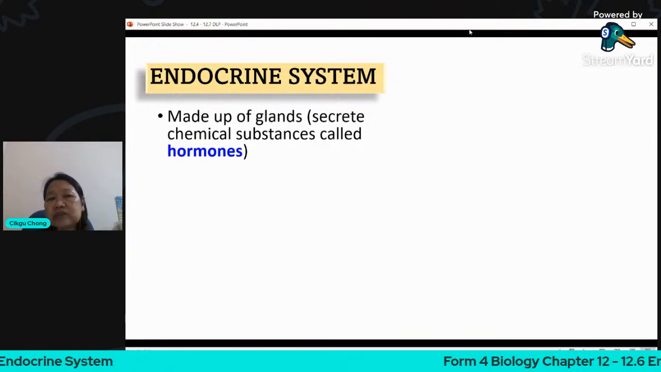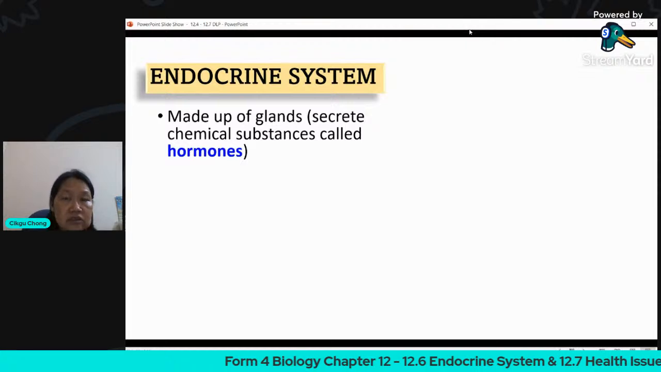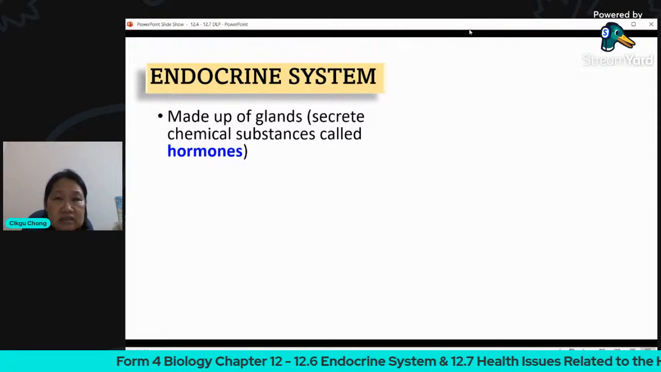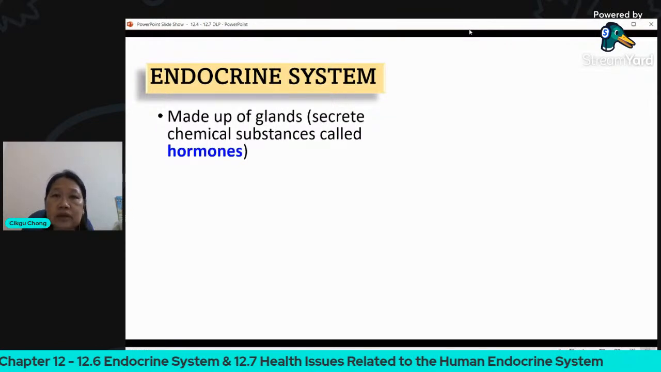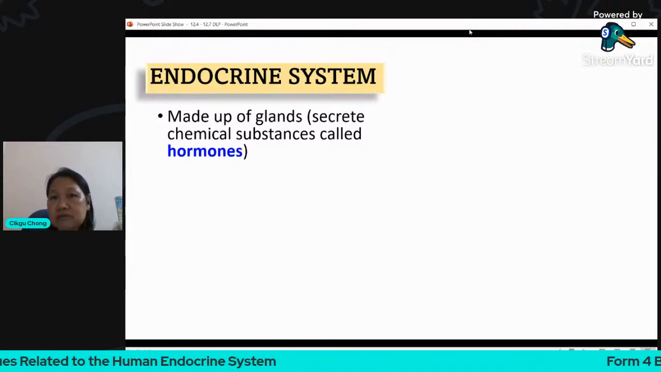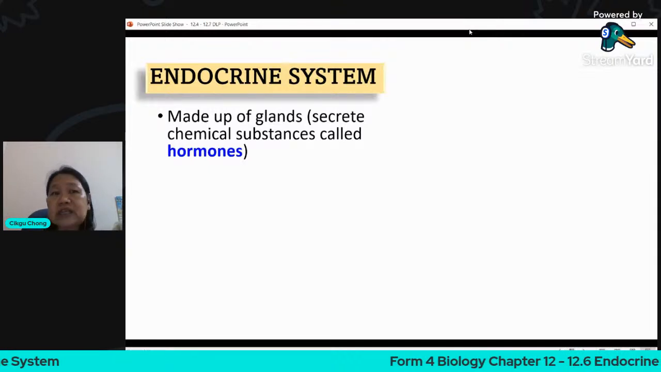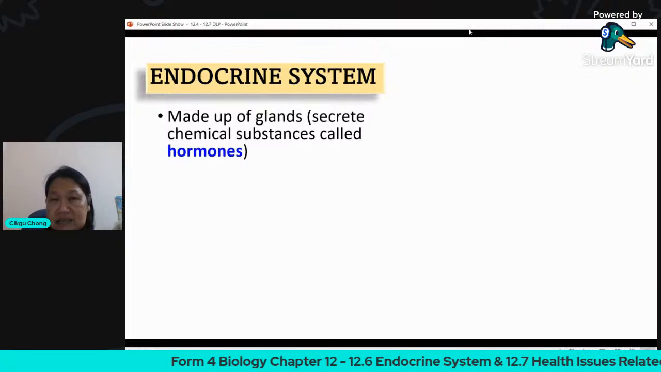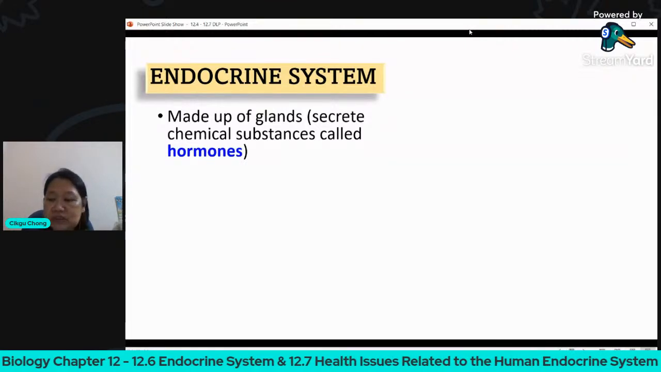Now, the endocrine system is made up of glands. Glands are special cells, actually a group of cells inside certain parts of our body, which secrete a certain chemical. This chemical has a special name, which we call hormone. So a hormone is a chemical that is produced in certain special tissues in our body, and we call these places glands. So these endocrine glands produce hormones.